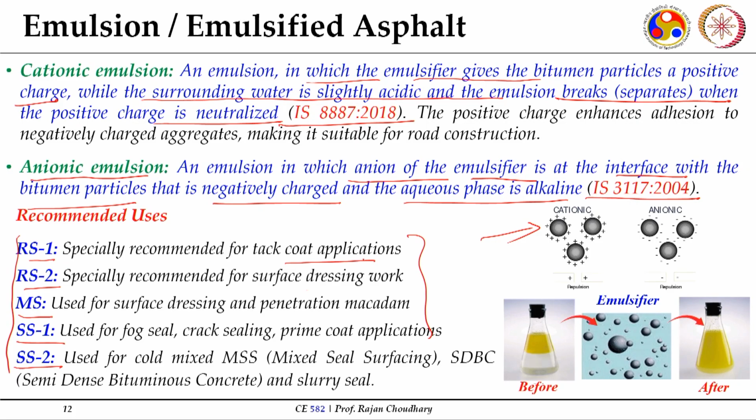Rapid setting 1 can be used for tack coat, surface dressing work, penetration macadam, and prime coat applications, and slow setting 2 can be used for producing mixes like the semi-dense bituminous concrete mix which we discussed, and mix seal surfacing or slurry seal. So, depending upon the grades, there are different applications of emulsions. But the concern with the other binder is that the distillate is lost to the environment. We are losing some costly products to the environment, so from the cost aspect and the environment aspect, it is not good.